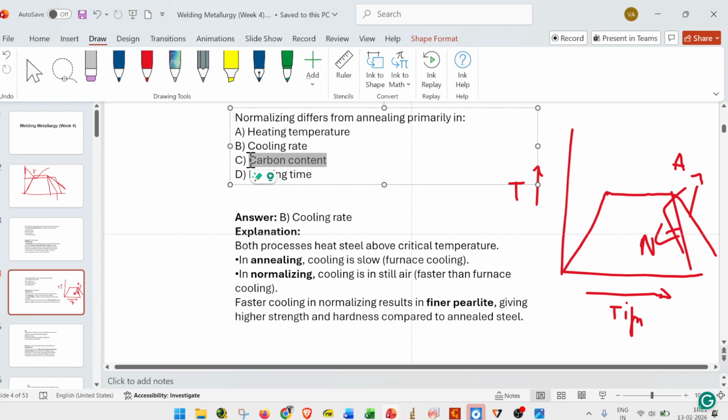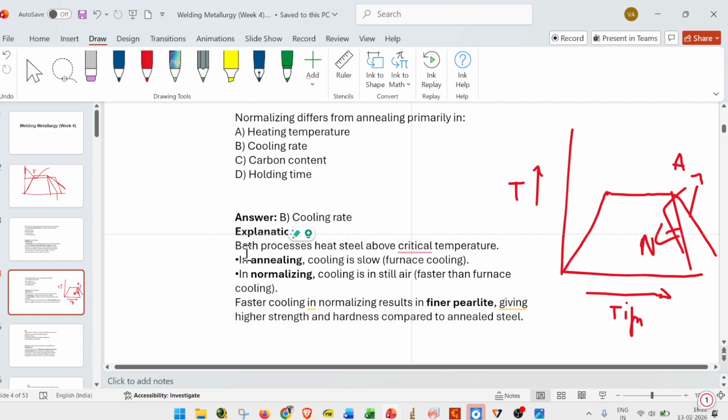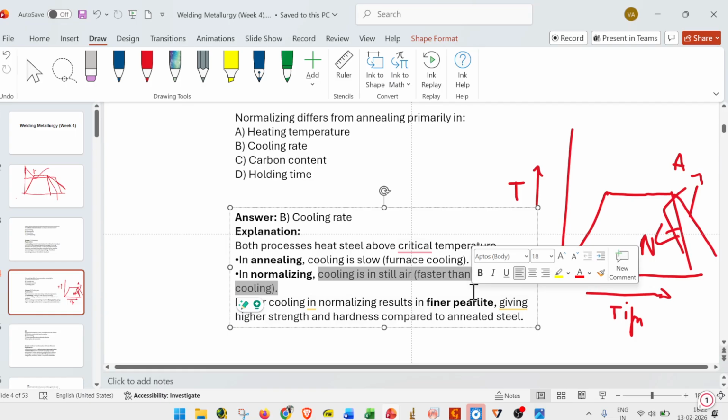Carbon content, no, because carbon content only affects how much hardness we get, but it does not affect the way the process is done. Holding time, no, holding time also doesn't affect. So only the cooling rate differs between normalizing and annealing, and quenching too in certain aspects. Okay. Both processes heat steel above critical temperatures. In annealing, cooling is slow, furnace cooling. In normalizing, the cooling is in still air, faster than furnace cooling. Okay, but it is much slower than quenching.